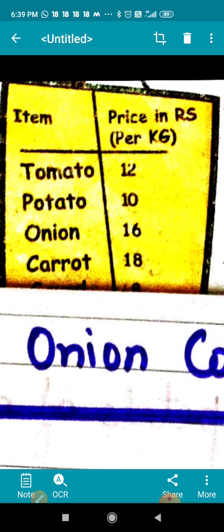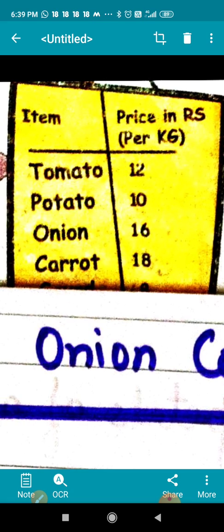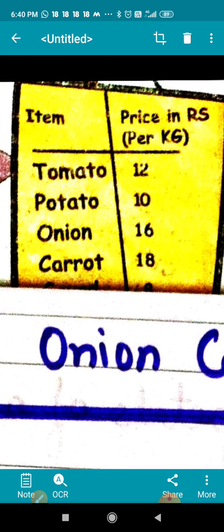You all must have gone to the market with your parents to buy something, and you might have heard about things weighing half kg, 1.5 kg, 1 by 4 kg, etc. Children, in this class, we will learn to calculate the price of different items. Okay, so let us start.